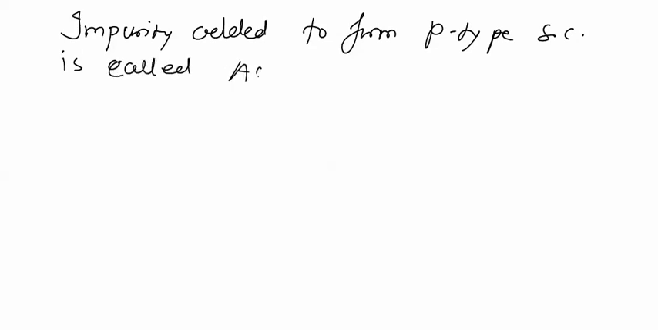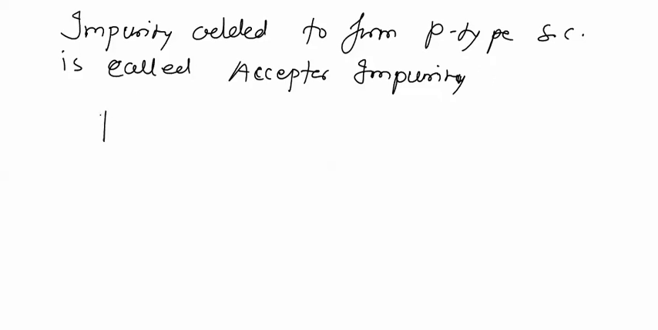The impurity added to form p-type semiconductor is called acceptor impurity, because it accepts an electron from the material to complete its fourth incomplete bond.